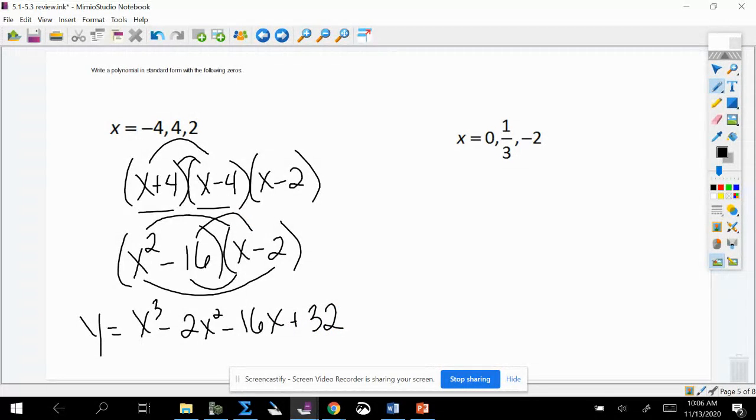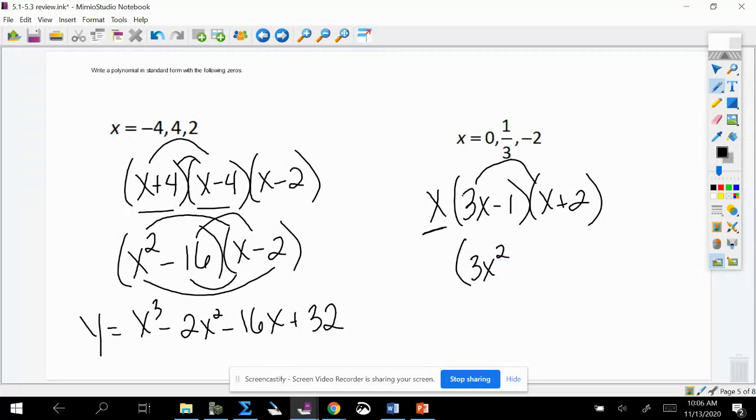This one has three factors. Now the first one's really easy. Since 0 is a solution, you're just going to have an x. 1/3 is going to be 3x minus 1, and 2 is going to be x plus 2. I'm going to leave this x where it is and FOIL the rest of it. So I'm going to FOIL this together. I get 3x squared. My outer is 6x. My inner is -1x. And my last is -2.